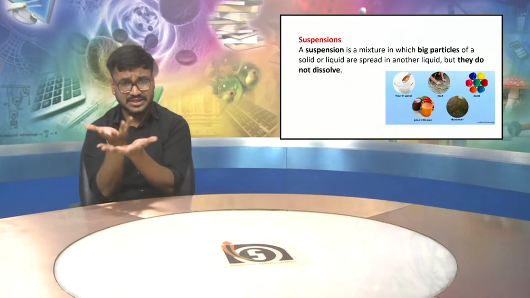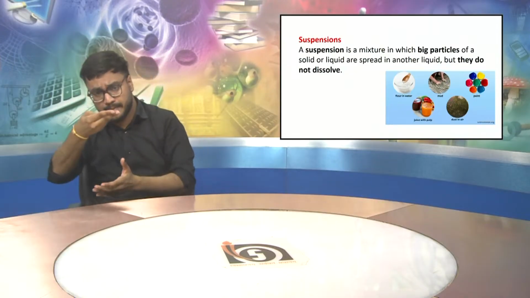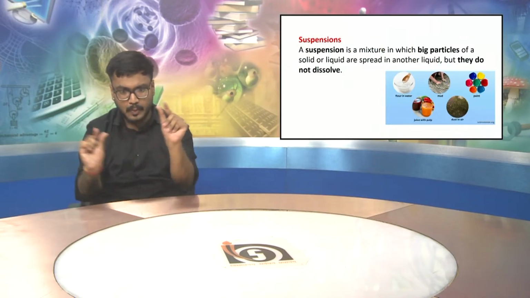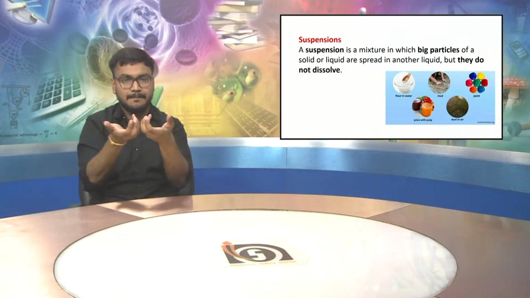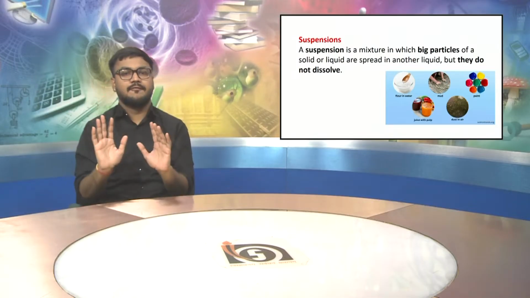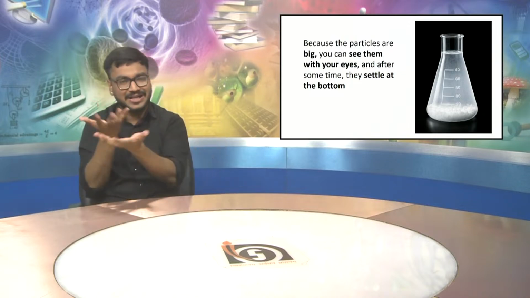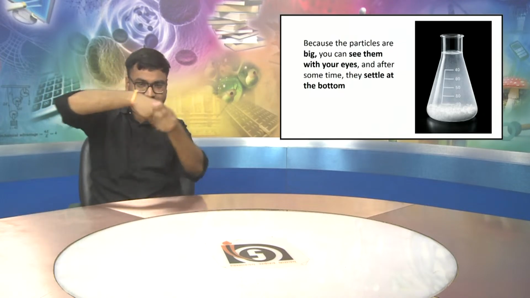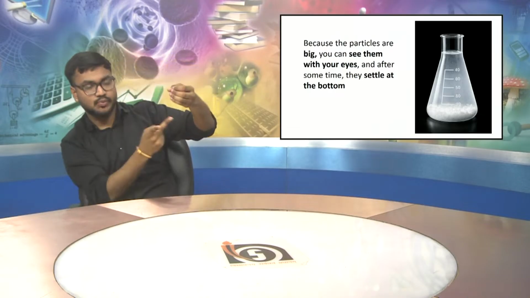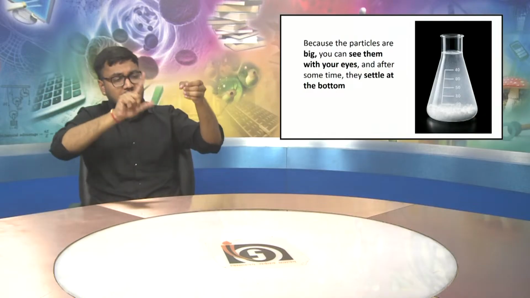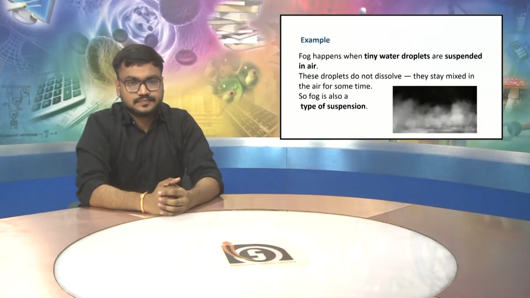Now, what are suspensions? A suspension is a mixture in which big particles of a solid or liquid are spread in another liquid, but they do not dissolve. Because the particles are big, you can see them with your eyes. And after some time, they settle at the bottom, as you can see on the screen.